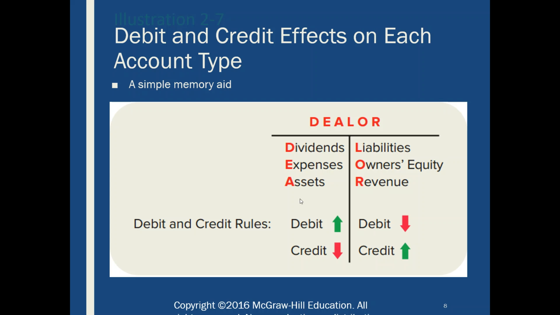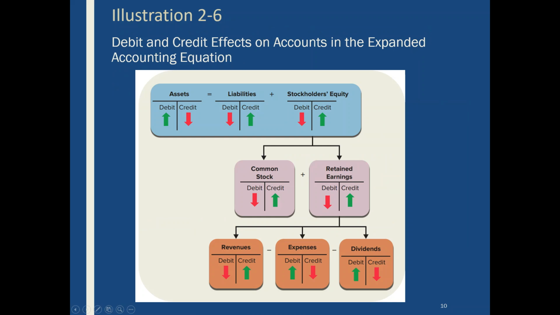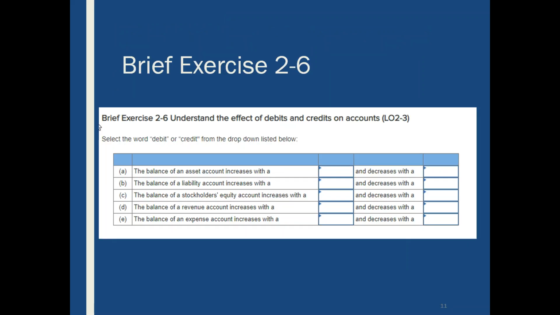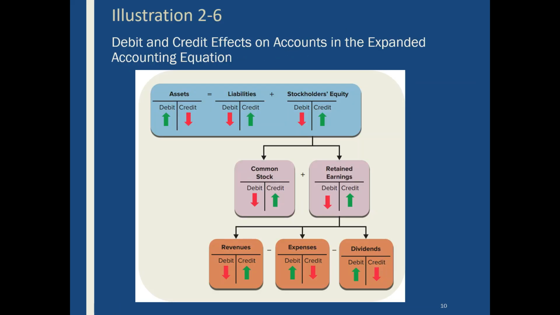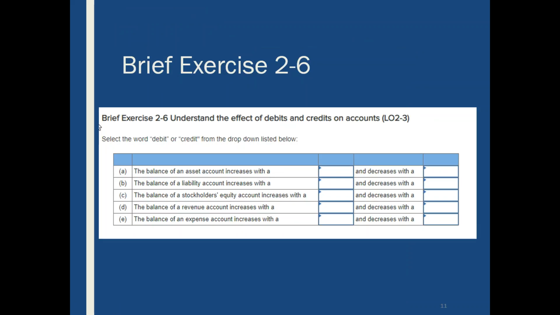You'll come back to this. This is from Connect. So I take a pause here and say, let's go to brief exercise 2.6, and we're going to understand the effect of debits and credits. The balance of an asset account increases with, now if you come back over here, you can see, how did I increase my assets? I increased them with a debit. That's right. The balance of an asset account increases with a debit and decreases with a credit.